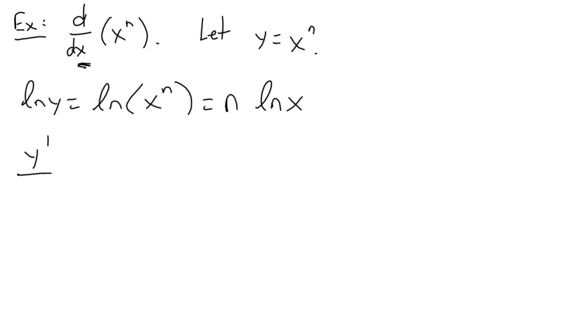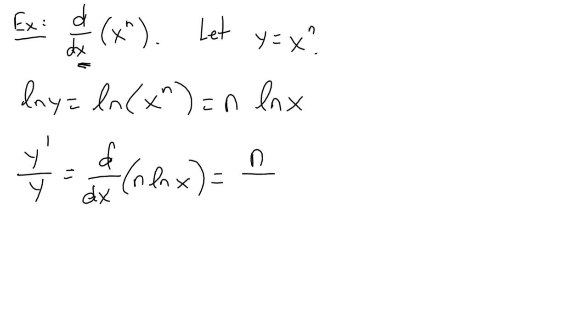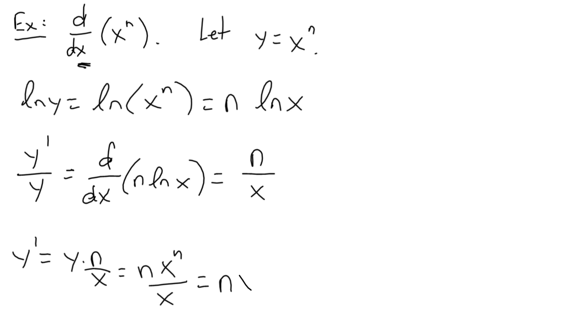So on the left, I get y prime over y, just like always. What do I get on the right? I get the derivative of n log x. n is a constant, so I just pull it out, and I get n times 1 over x, or n over x. Okay, so y prime equals y times n over x. But y is x to the n, so I get n times x to the n divided by x, which is n x to the n minus 1. And that is equal to y prime, which is the derivative of x to the n.